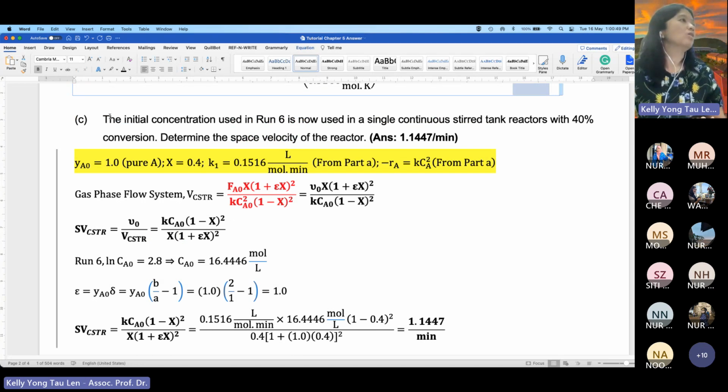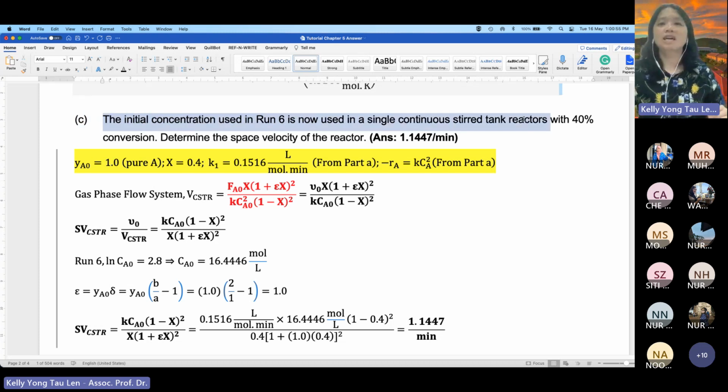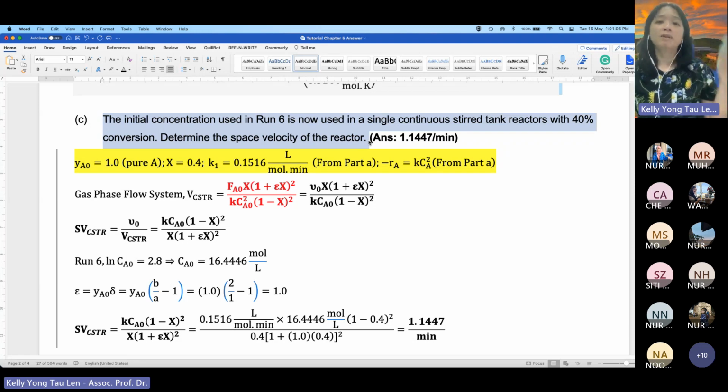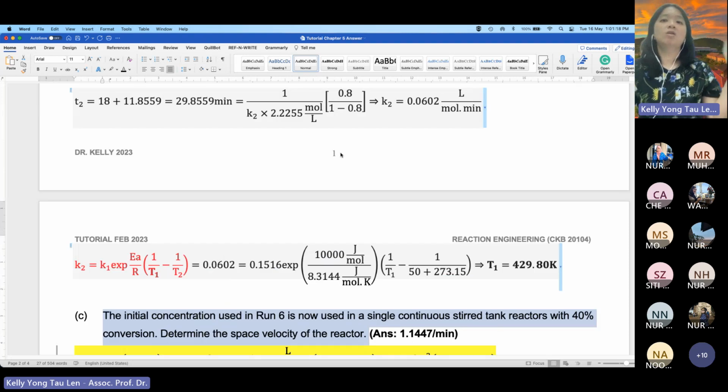The initial concentration used in run C is now used in a single CSTR with 40% conversion. Determine the space velocity of the reactor. Okay, so dia kata sekarang, expander run kamu dulu tu kamu run dalam batch reactor, right? Okay, dia kata sekarang kita nak run dalam CSTR. Tapi kita akan menggunakan initial concentration daripada run 6 yang tadi kamu run originally.